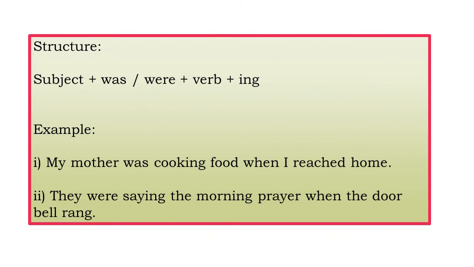And the structure of this past continuous tense: subject plus was or were plus verb plus ing. Example, my mother was cooking food when I reached home. Second example, they were saying the morning prayer when the door bell rang.